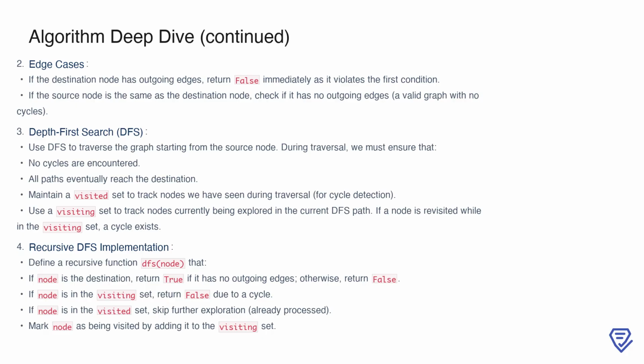To explore the graph, we use depth-first search, or DFS, starting from the source node. During the traversal, we must ensure two critical things: that no cycles are present and that all paths eventually reach the destination. To detect cycles, we maintain two sets: a visited set for nodes we've fully explored, and a visiting set for nodes currently being explored along the current DFS path. If a node is revisited while still in the visiting set, we know a cycle exists, and we can return false. With these mechanisms in place, we can safely traverse the graph while adhering to the problem's constraints.